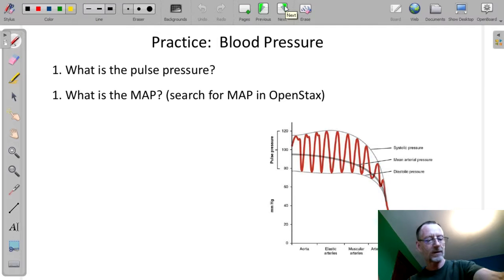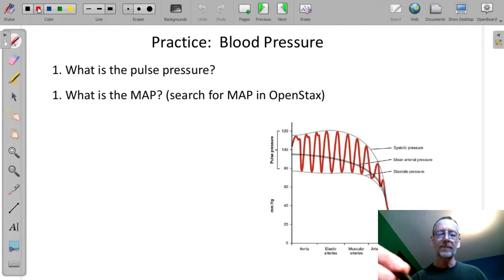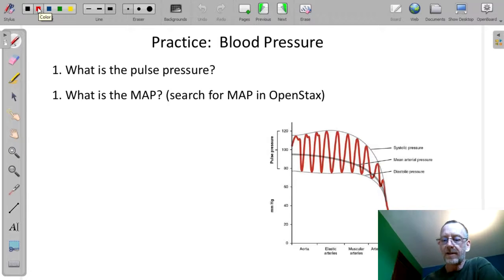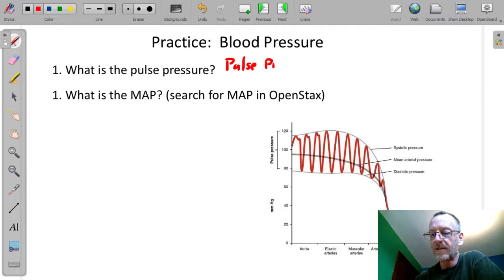So, yeah, here we go. Some practice for blood pressure. So what is the pulse pressure? Well, you might start by writing the definition if it helps. Pulse pressure equals the high minus the low. So systolic minus the diastolic.